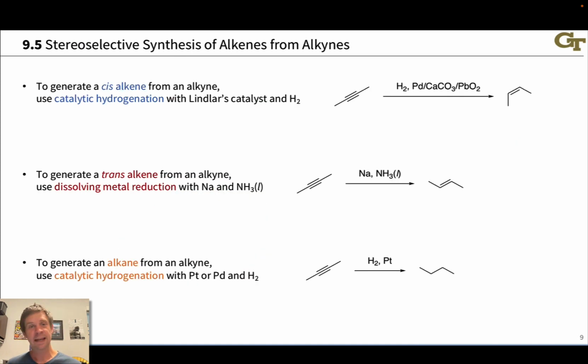So overall here, if you want to generate a cis alkene from an alkyne, we're going to use catalytic hydrogenation with the Lindlar catalyst. And you're more than welcome to just write Lindlar here. H2 you do want to write because that's a reagent we're using, and just Lindlar instead of the chemical formula here. This is a poisoned palladium catalyst. If you want the trans alkene from the alkyne, we use dissolving metal reduction with something like sodium metal and liquid ammonia. And if you want to generate the alkane, well, we've kind of already seen this reaction. We just treat the alkyne with H2 and an unpoisoned metal catalyst, platinum or palladium works great.